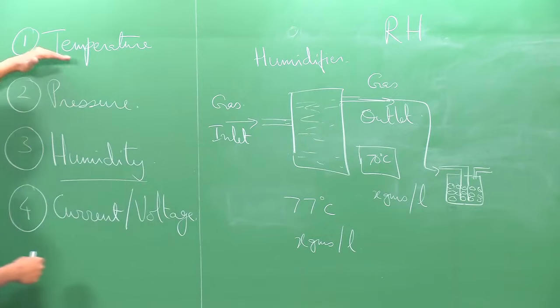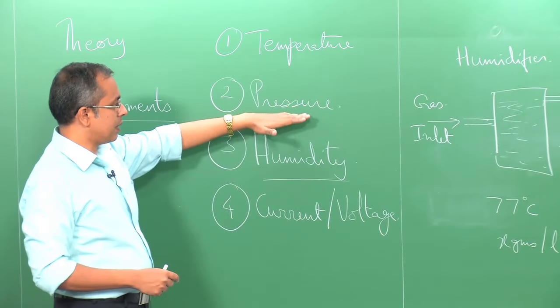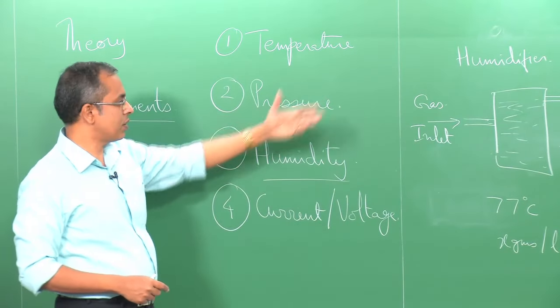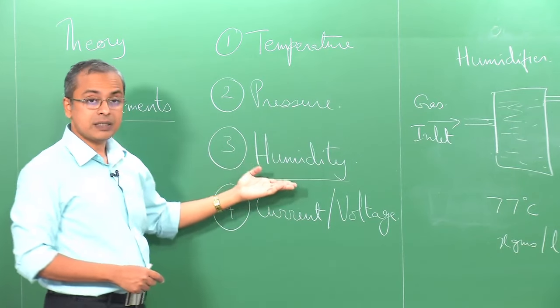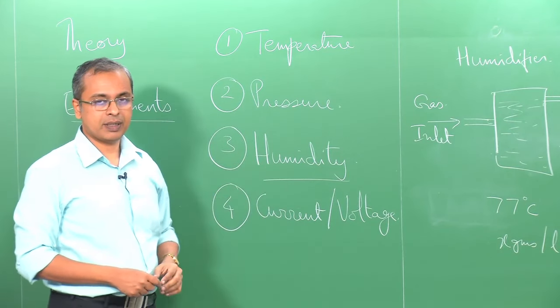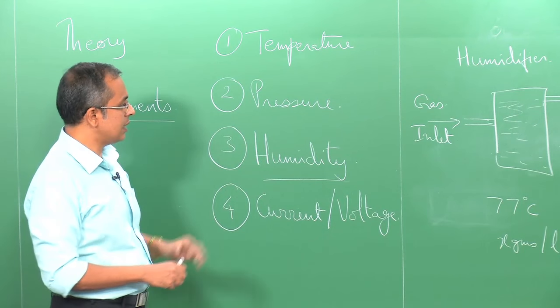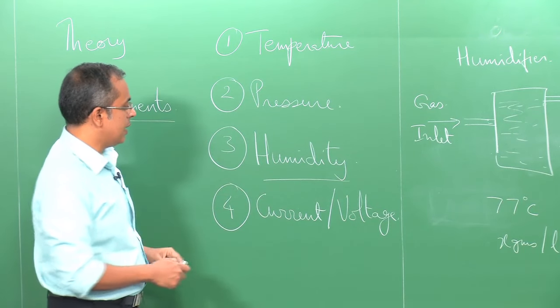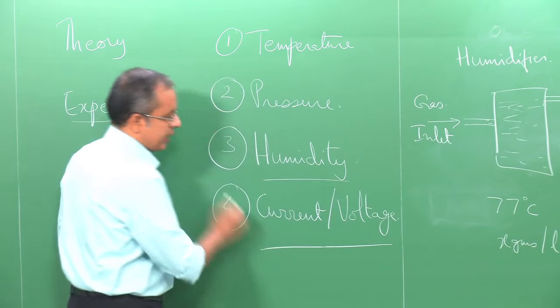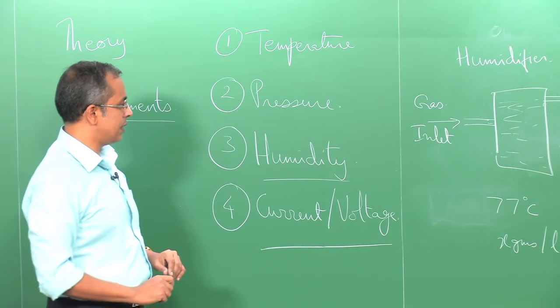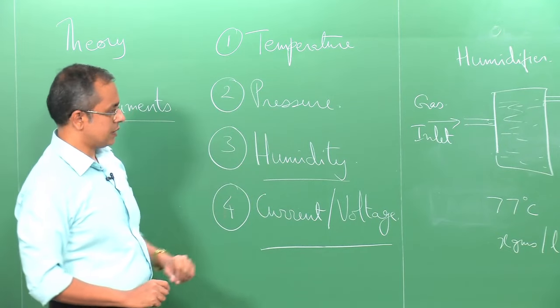So, we have now seen temperature. I just glossed over pressure, but I told you that similar concepts are there, and then we have discussed humidity, because this is significantly different from what you would normally do, right. So, these quantities we have looked at. Finally, I will look at current and voltage, and then with that we will sum up this discussion.